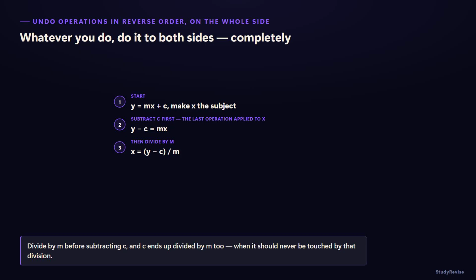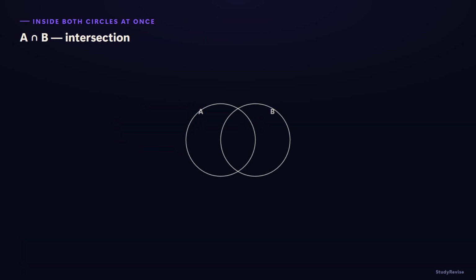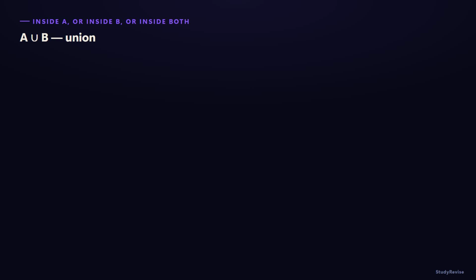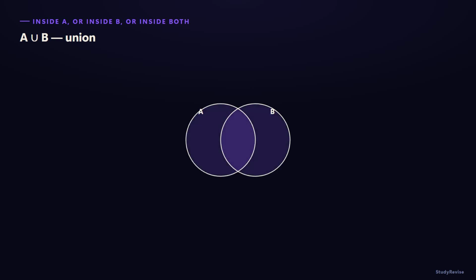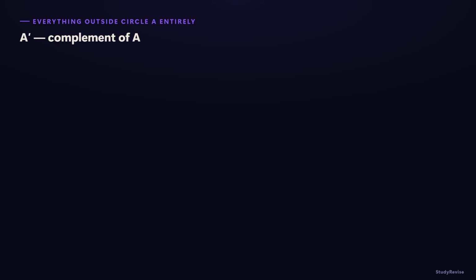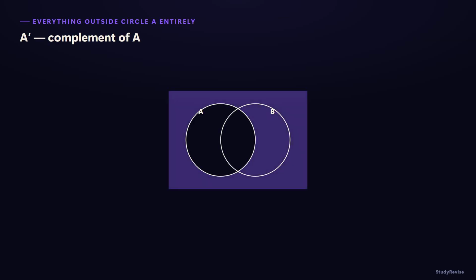Now, reading a Venn diagram correctly, where being 1 ring off changes the entire answer. A intersection B means inside both circles at once, the overlapping region, and only that region. A union B means inside A, or inside B, or inside both. Effectively, everything covered by either circle. And A dashed, the complement of A, means everything outside circle A entirely, including the region outside every circle altogether.